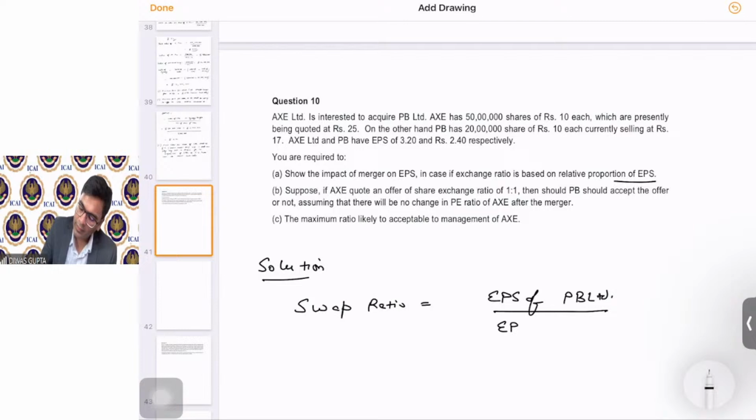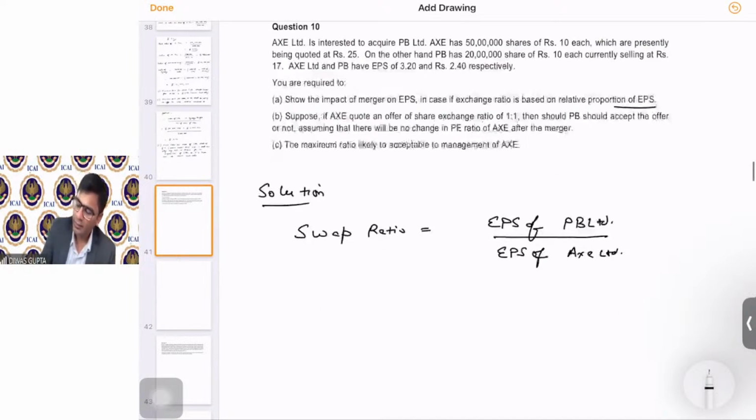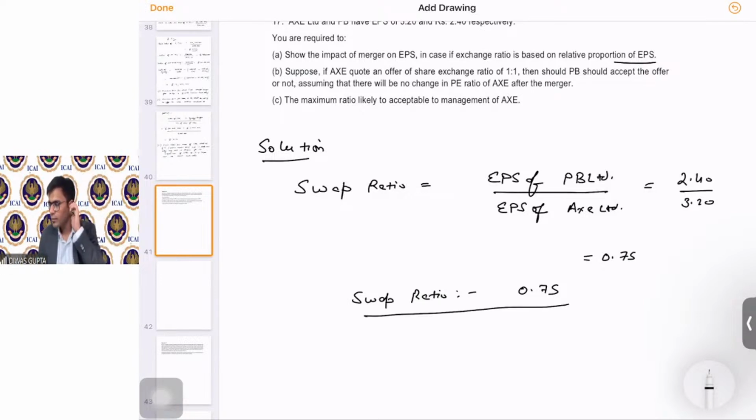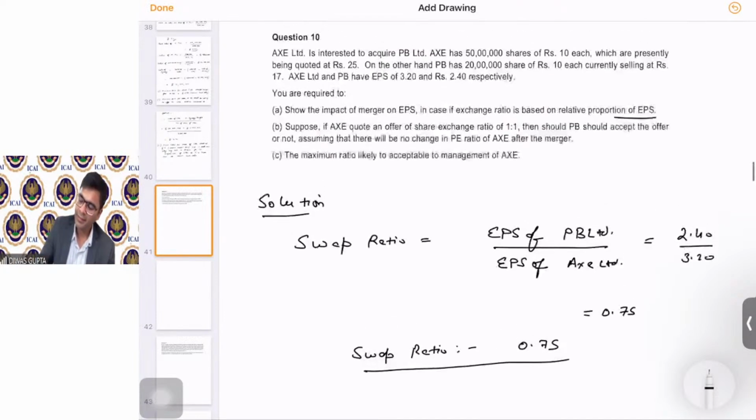divided by EPS of X Limited, right? Which is the acquiring company. So this becomes 2.4 divided by 3.2, right? Which is actually 0.75. So the swap ratio becomes 0.75. Okay. Then now the impact on EPS. So we have to calculate the pre-merger EPS and post-merger EPS, right?